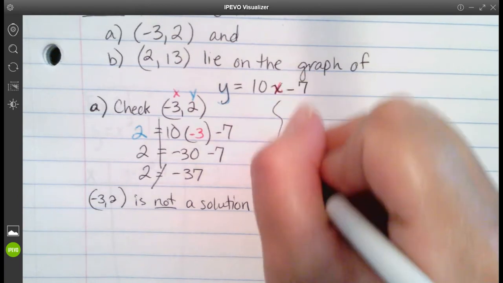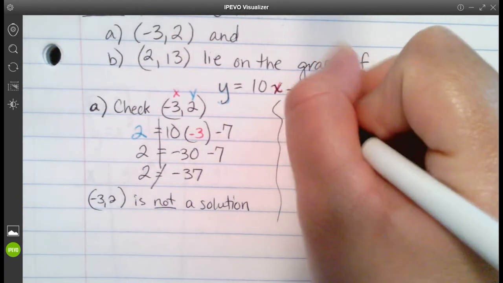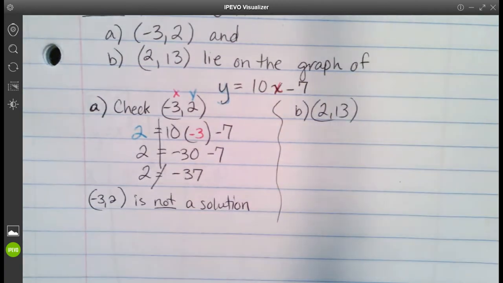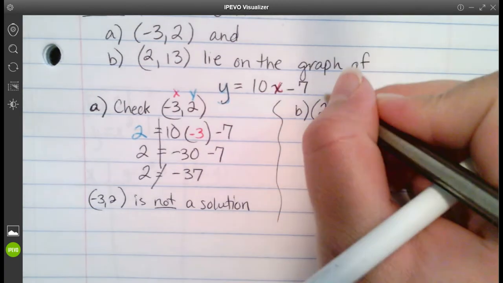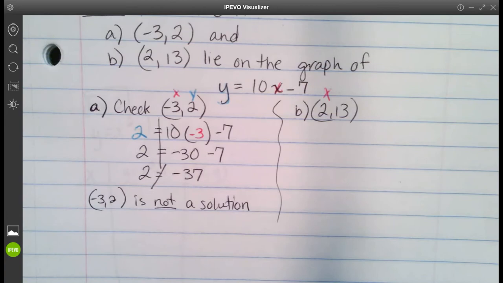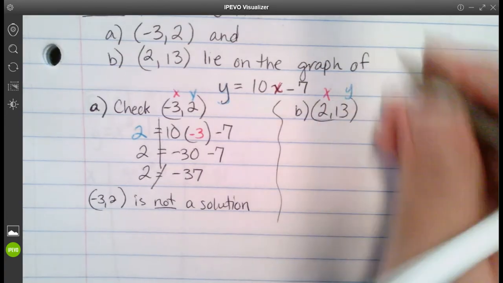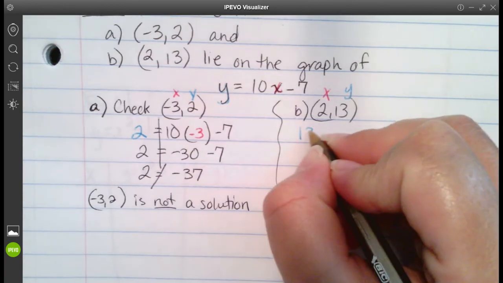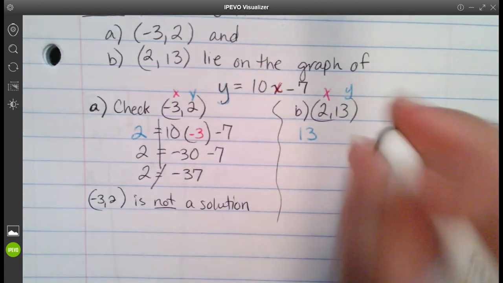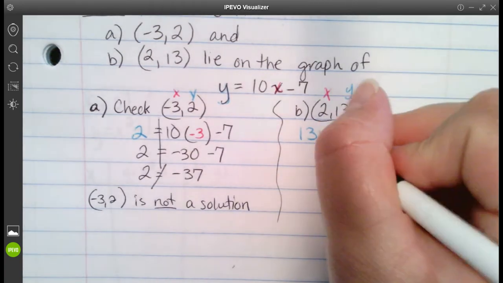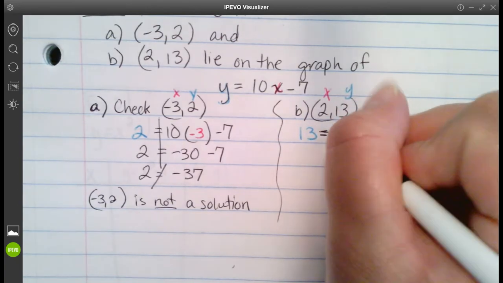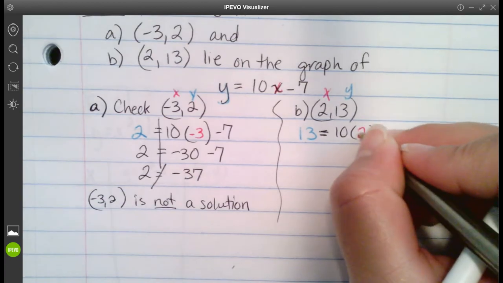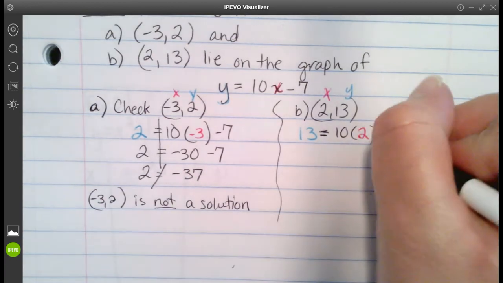Right next to it, we're going to check letter B. So letter B is (2, 13), and we're going to do the same thing. Now our x is 2 and our y is 13. So we start off with the y value. We have 13 is equal to 10 times 2, in this case, because our x value is 2, minus 7.